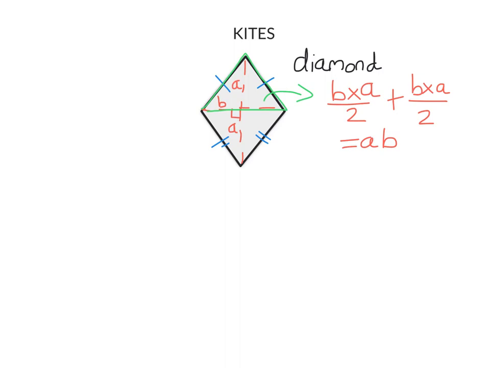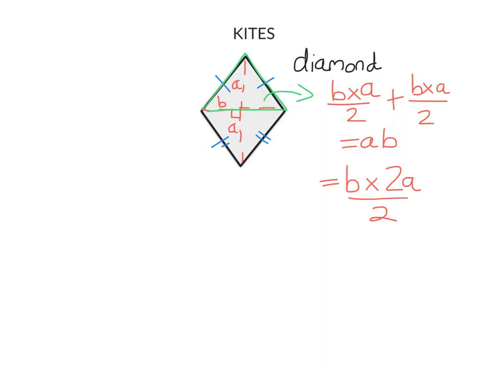Now, another easier way to look at it would be, well, this length here is B, obviously. But this length here would be A plus A, which is 2A. So I can multiply B by 2A and divide it by 2. You're probably thinking, why did I write it like this? Surely this is more complicated. Well, this diagonal is B. This diagonal is A plus A, it's 2A.